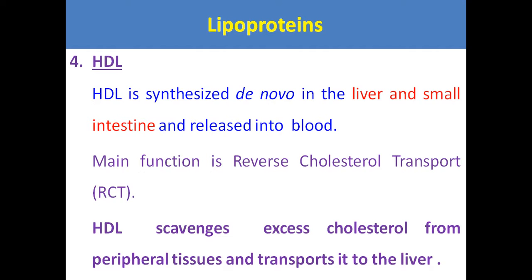HDL is synthesized de novo, meaning newly synthesized, in the liver and small intestine and released into the blood. The main function of HDL is reverse cholesterol transport. HDL scavenges excess cholesterol from the peripheral tissues and transports it to the liver for metabolization. So we have finished.